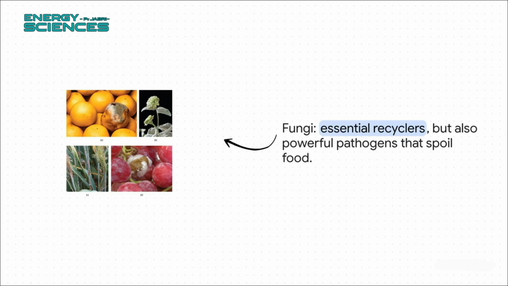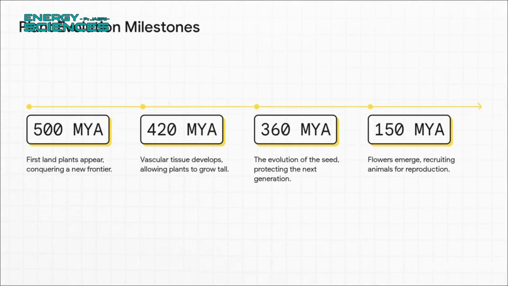They can spoil our food, they can devastate entire crops with rusts and mildews, and they can produce some of the most potent toxins known to science. So once plants got a foothold on land, they started this incredible arms race of innovation. They developed internal plumbing, vascular tissue, to grow tall. They invented the seed, which is like a perfect little survival pod for the next generation. And then, finally, they created the flower, a brilliant marketing tool to get animals to help them reproduce.